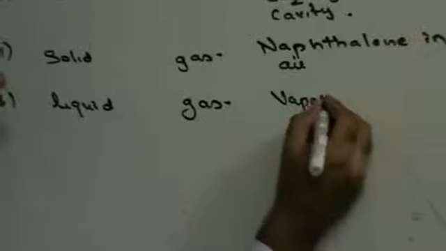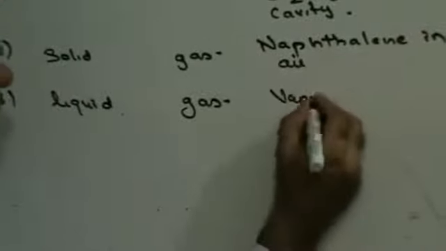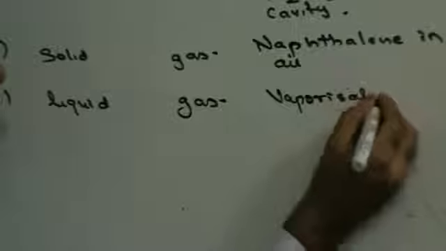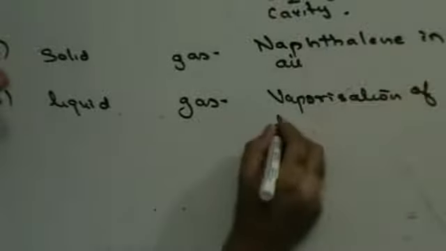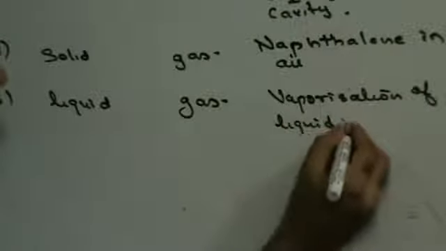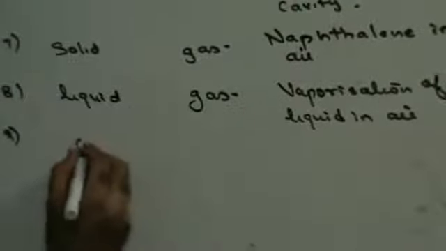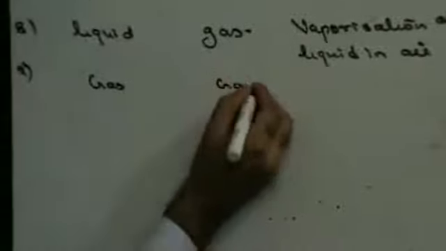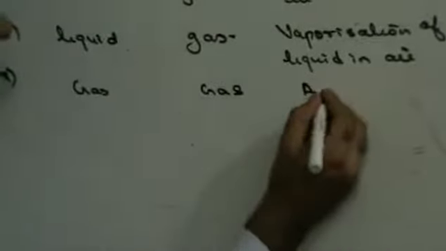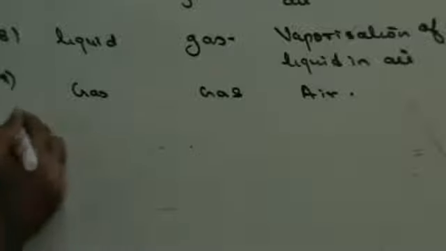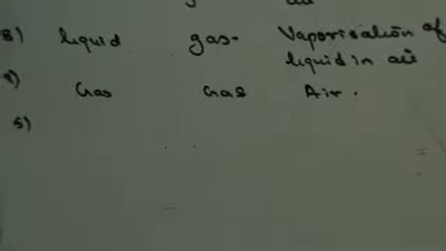Vaporization of liquid in air. Next, gas in gas, where the solute as well as the solvent, both are gases. For example, air is a mixture of gases. So these are the different types of solution that you have based on the state of the solute and the solvent. Now let's get back to our original example.